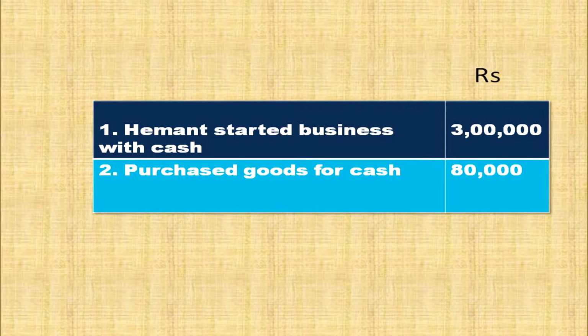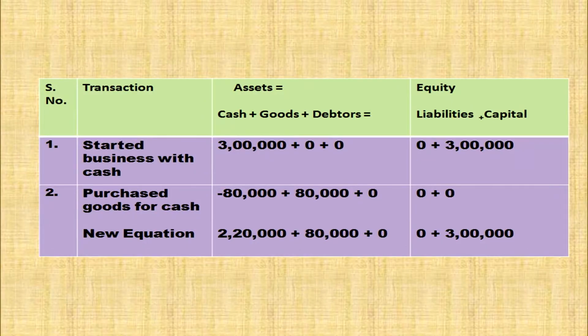Here are some more transactions in which we can be thorough with the accounting equation. First transaction, Hemant started business with cash rupees 3 lakh. Second transaction, purchase goods for cash rupees 80,000. So when business is started, cash increases and capital also increases. So in the cash column I have included 3 lakh and capital 3 lakh. Cash will come under assets. So in assets I have included the cash column, cash increases and capital increases.